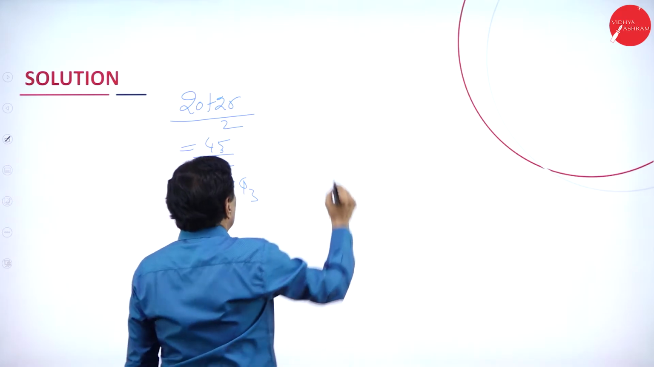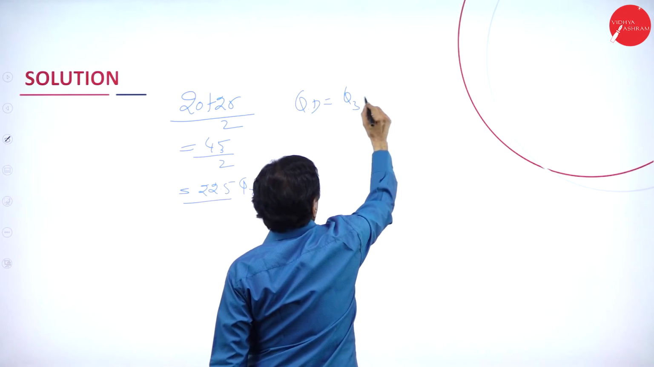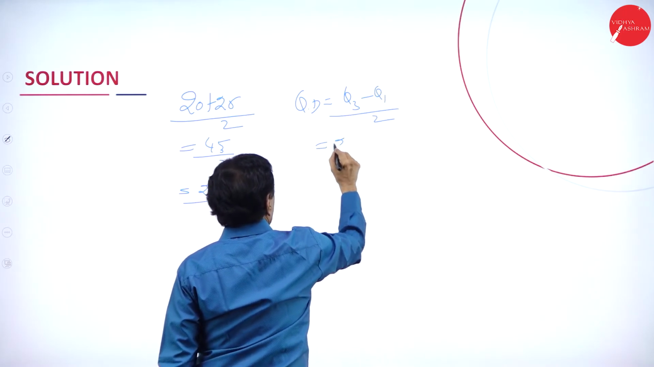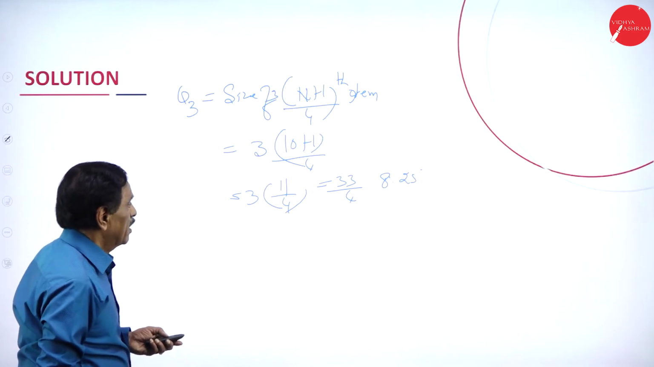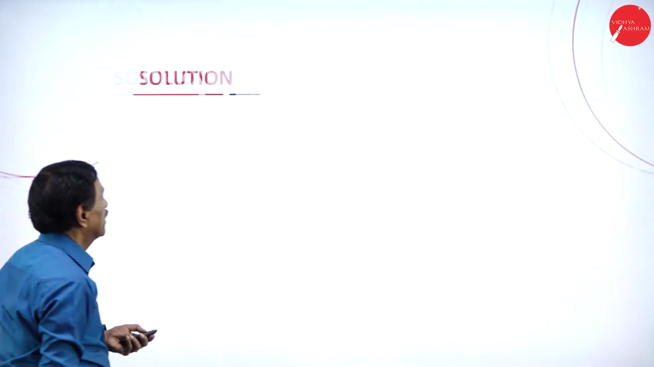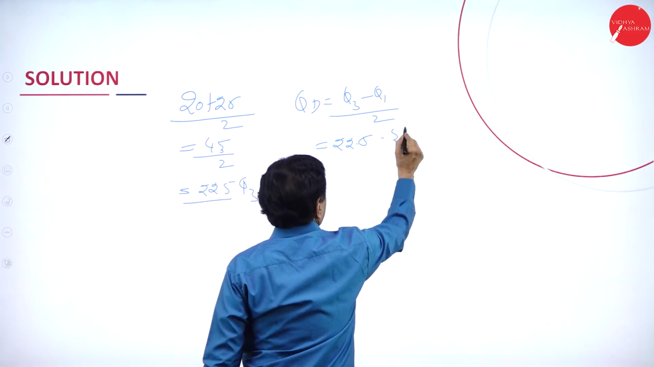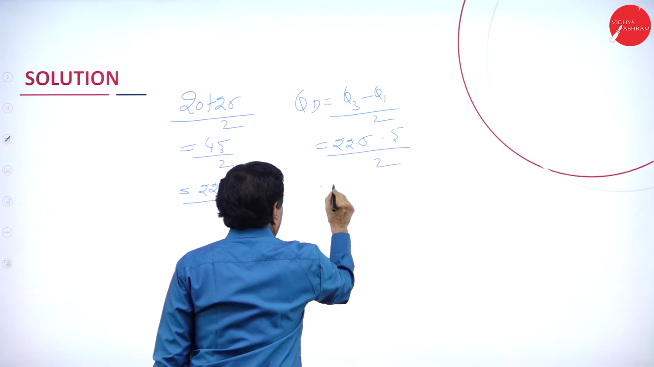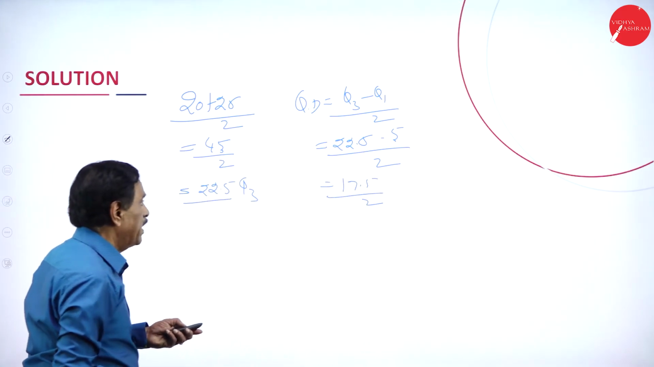Now, the formula. Quartile deviation is equal to (Q3 minus Q1) divided by 2. This is 22.5 minus, what's your Q1? Your Q1 is 5. 5 divided by 2. Deduct. This is 17.5 divided by 2. One minute.